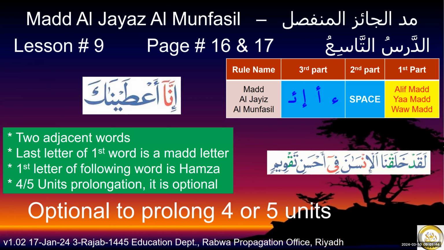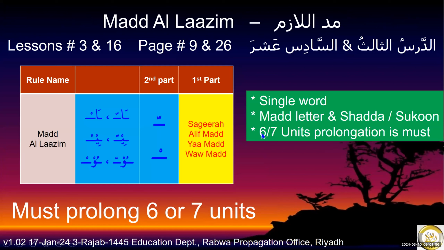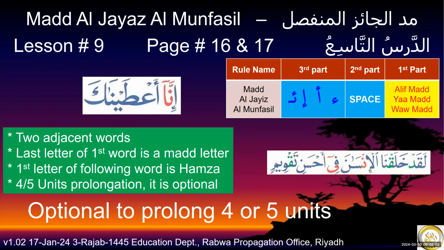The Mad letter can be an Alif Mad, Ya Mad, Waw Mad letter or Sageerah letter: Alif Sageerah, Ya Sageerah, Waw Sageerah. Clear? Ustad, so it can also be Sageerah, right? Yes, it can also be Sageerah. Sageerah are normal letters. In both cases, it has to follow the same rule of Madal Wajib Muttasil, Madal Jaiz Munfasil.